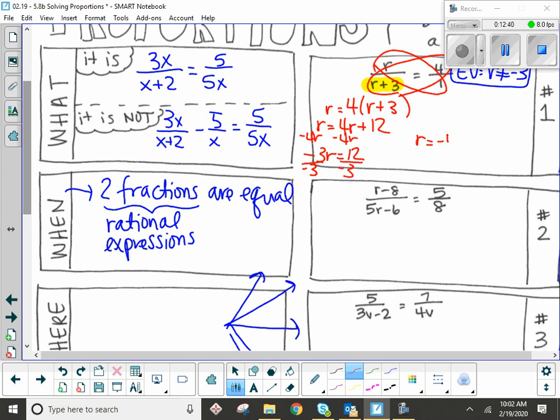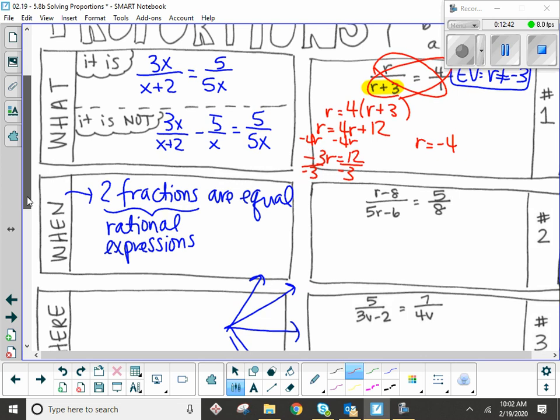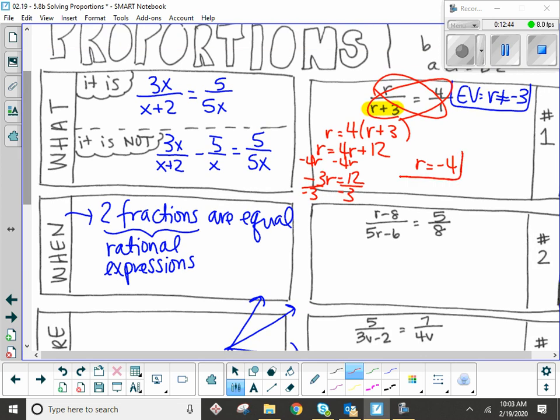Is it okay for r to equal -4? Yes. So that's our solution. It can't be -3, but -4, it can be -4 all day long. So you try the next one. And I'm going to enter attendance while you work on this one.